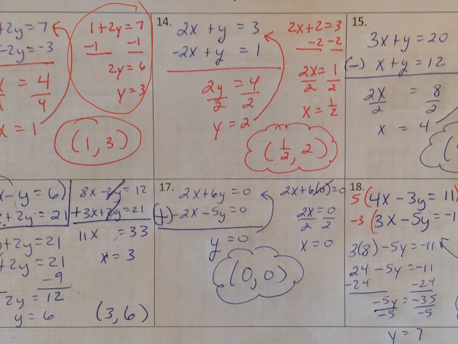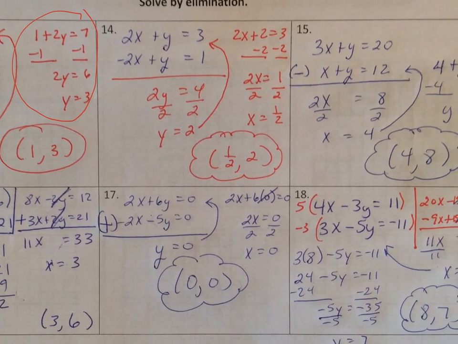When I go to number 14, I do the same thing. I look to add straight down. When I add, the x's eliminate. Therefore, I'm left with y plus y, which is 2y. And 2 times something is equal to 4, therefore y is equal to 2.